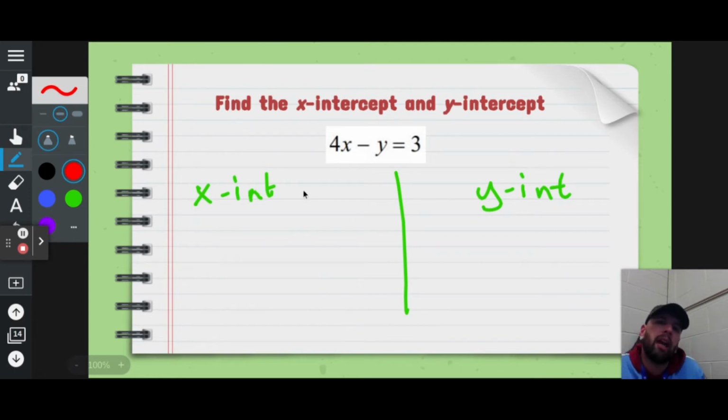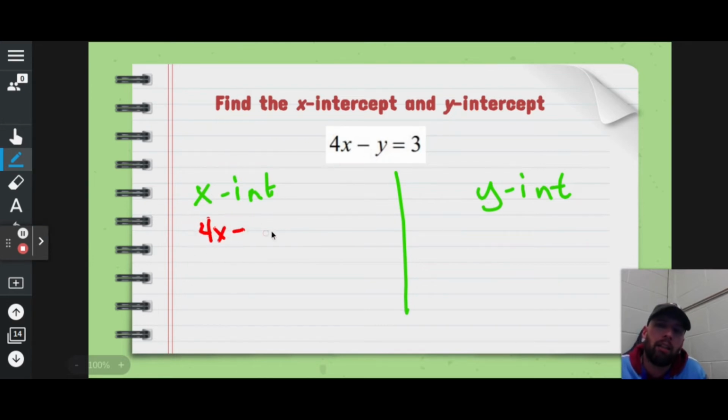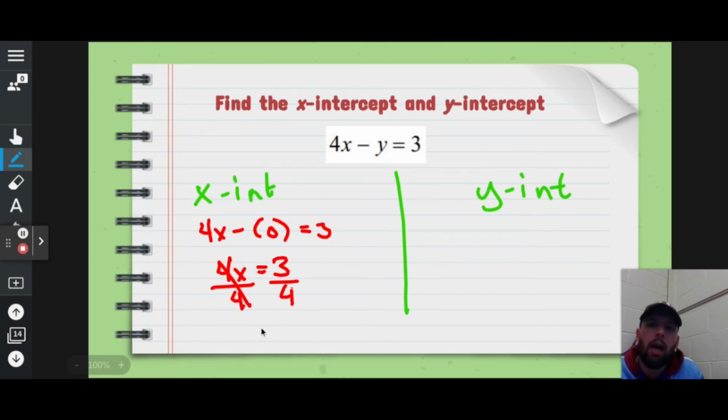Basically, if you are finding the x-intercept, you set y equal to 0. Okay, 4x minus y, which is 0, equals 3, and then you solve for x. So since that 0 is there, I essentially pretend that the y doesn't exist. 4x equals 3. Divide both sides by 4, and my x-intercept is 3/4.